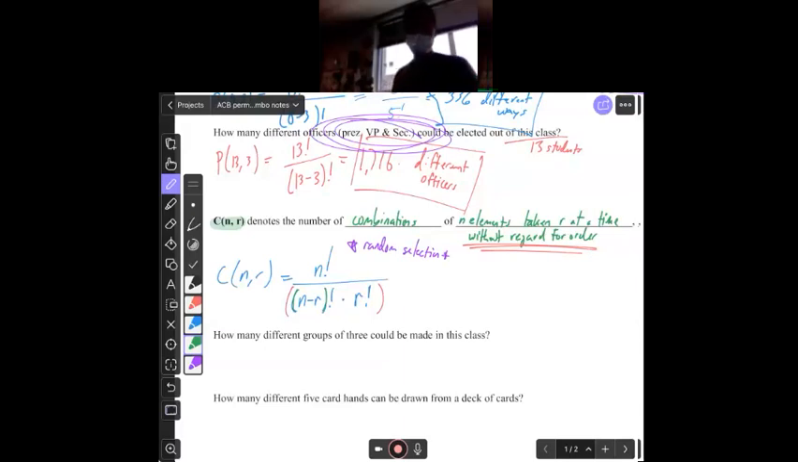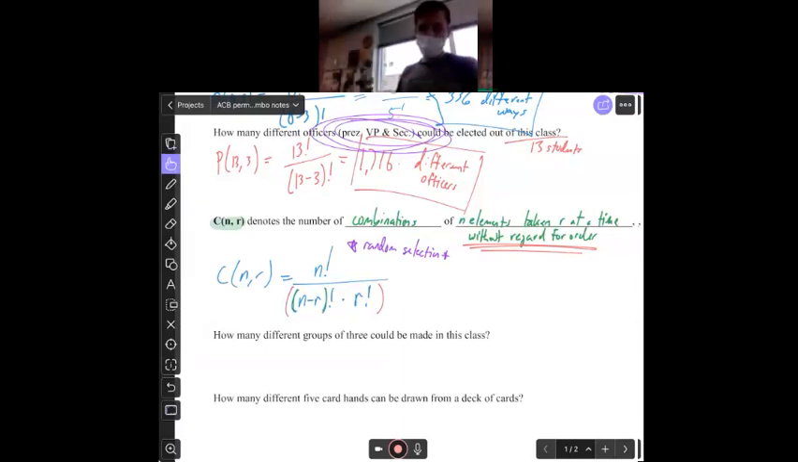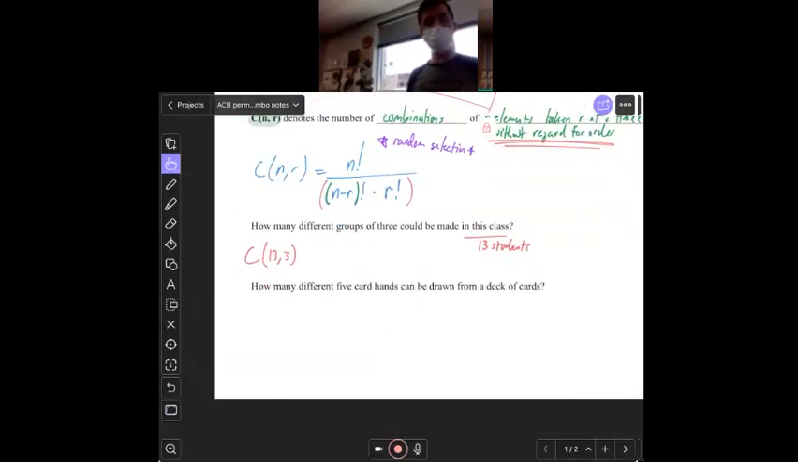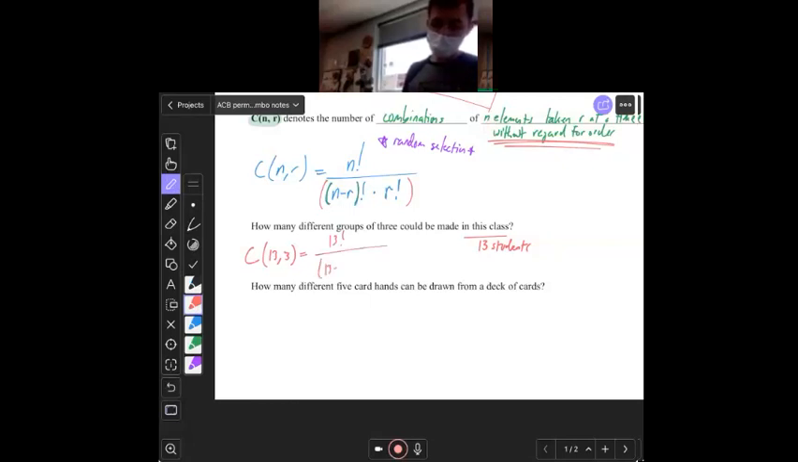Okay. So very similar problem to here. How many different groups of 3 could be made in this class? Well, there's 13 students. So what's the combinations of 13 choose 3 versus the permutations of 13 choose 3? The combinations of 13 students, just choose 3, doesn't matter what order you choose them in. So that would give me 13 factorial divided by (13 minus 3) factorial times 3 factorial.